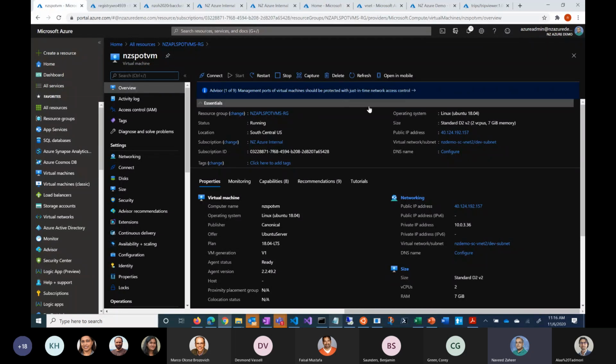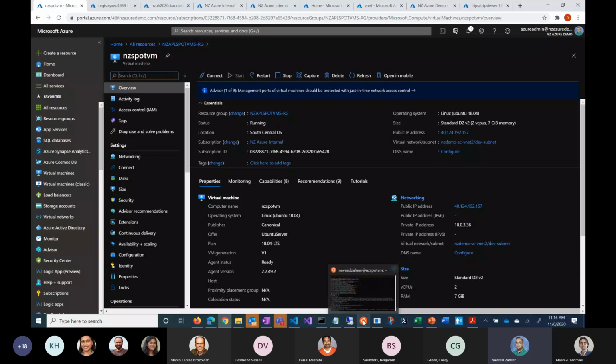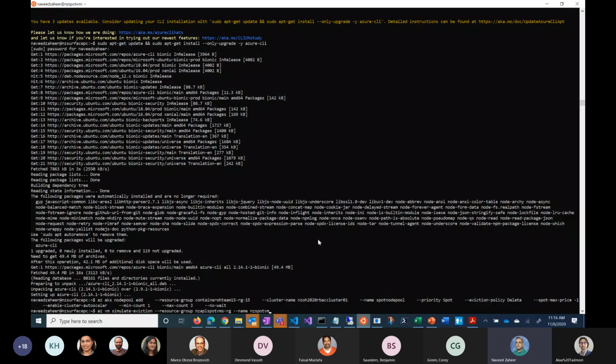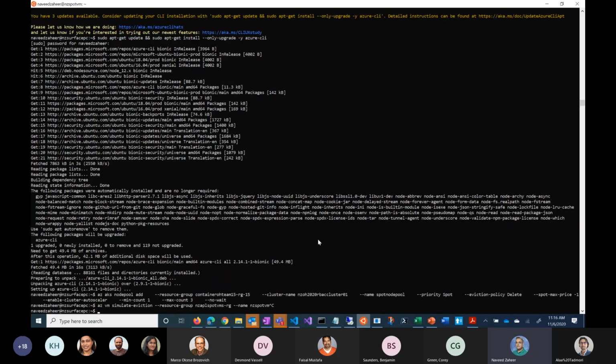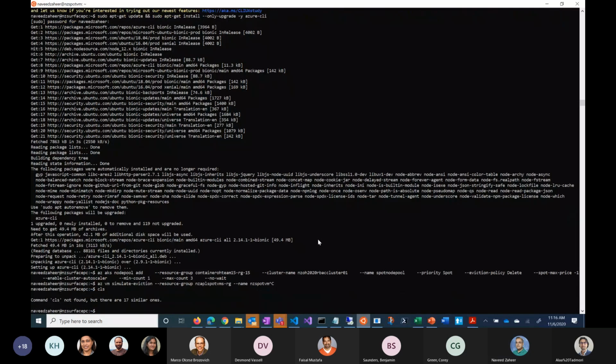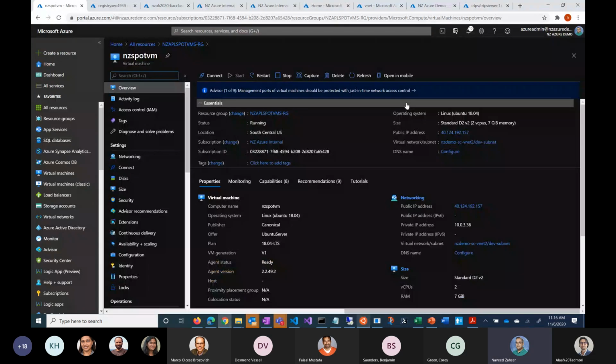This virtual machine is running right now, as you can see. So what we're going to do is call eviction here. I'm just going to call this API, and what it does is simulate the eviction, so you can test your virtual machine out. They say it will take approximately 30 minutes to kick in.